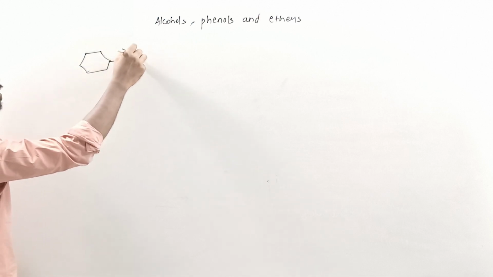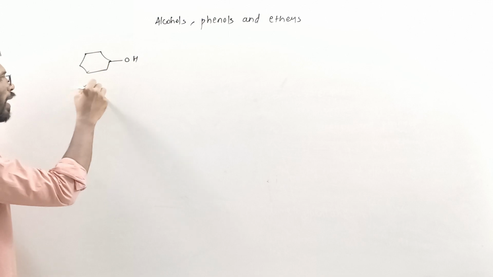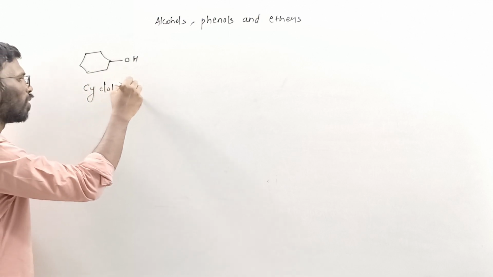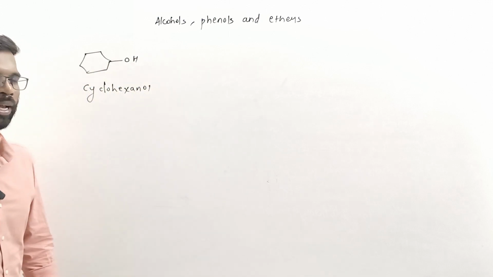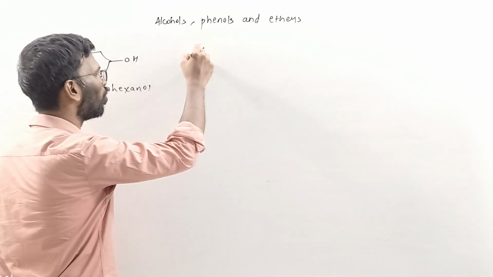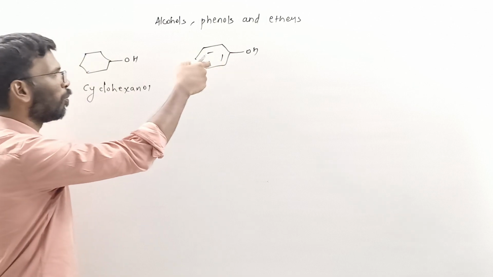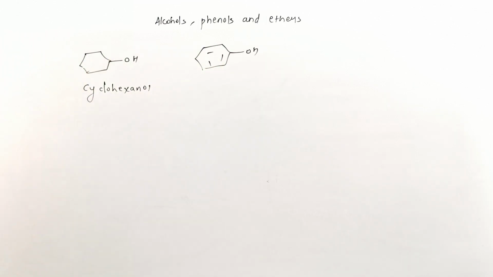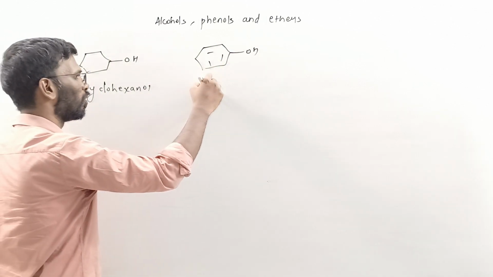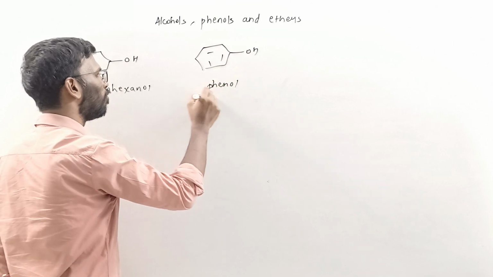What is this? This is an example of cyclohexanol. Okay, this is cyclohexanol. Don't call this a phenol. Phenol is this. This is phenol, with alternate double bonds, an aromatic ring, benzene. And this is cyclohexane, and this is called cyclohexanol. This is phenol.